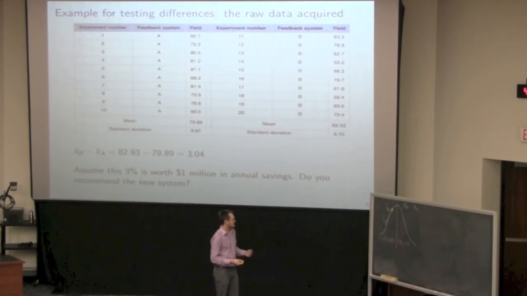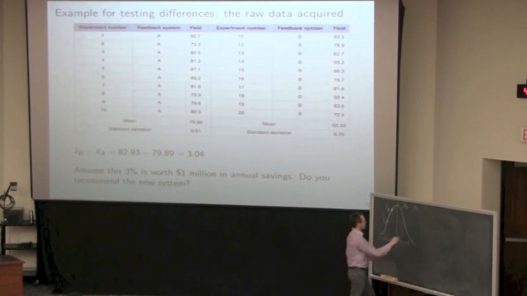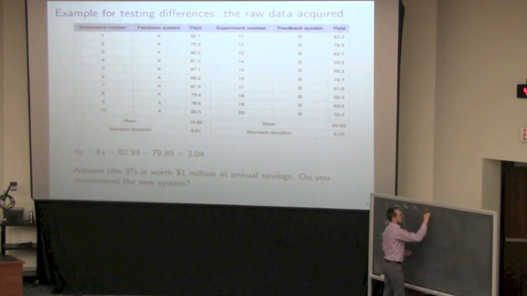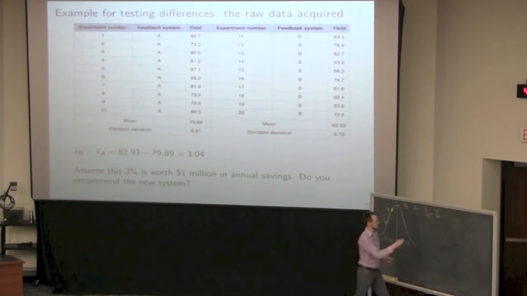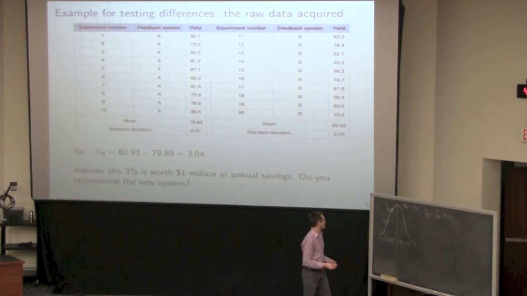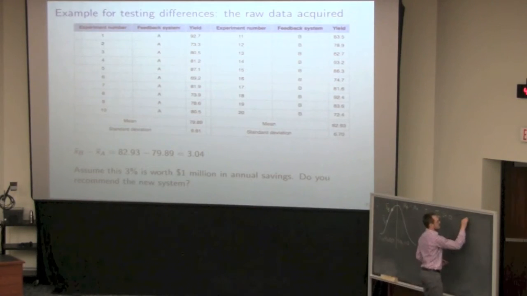So in that case, when we recalculate xB bar minus xA bar, we get a positive quantity. So that's for the data set with circles.